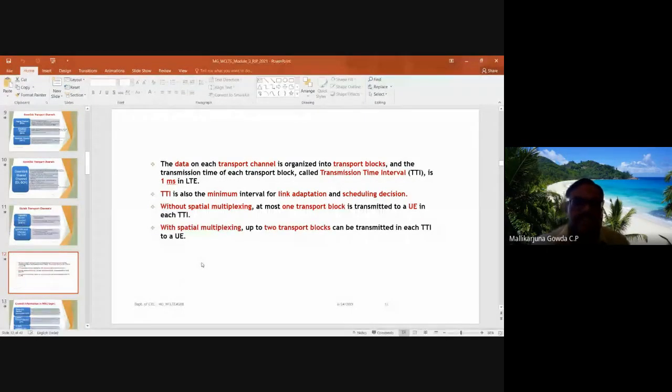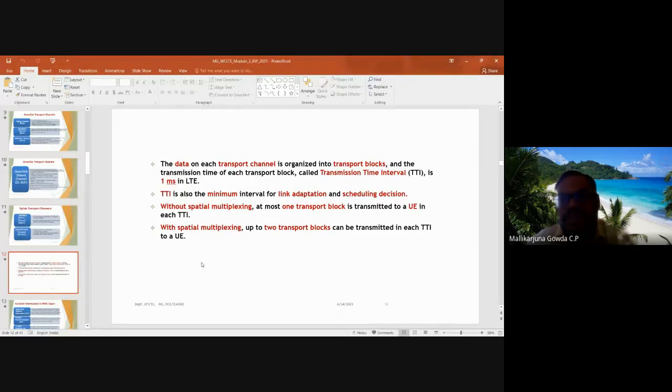What I was telling is the data on each transport channel is organized into transport blocks. So I would like to say here what is the size of the transport block. The transmission time of each transport block is known as the transmission time interval, that is TTI.